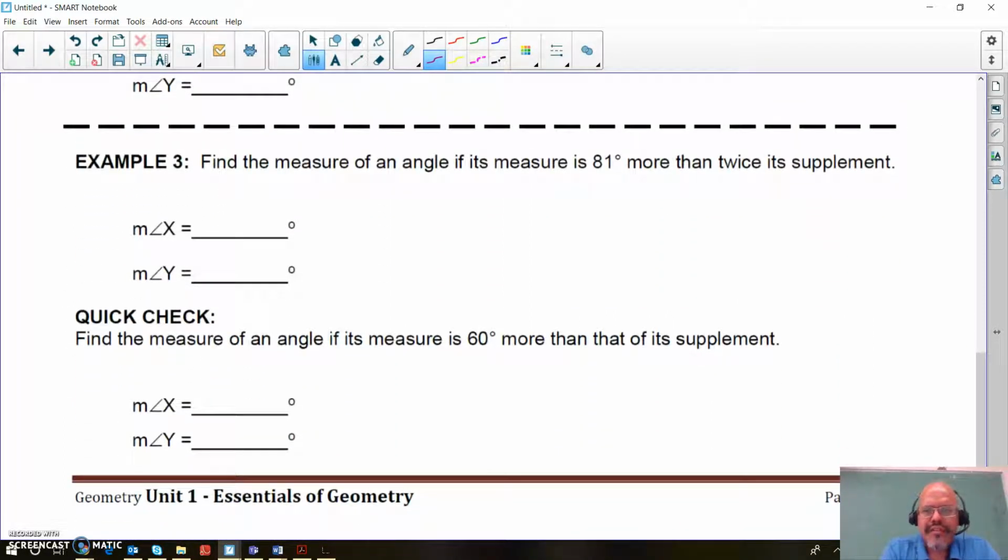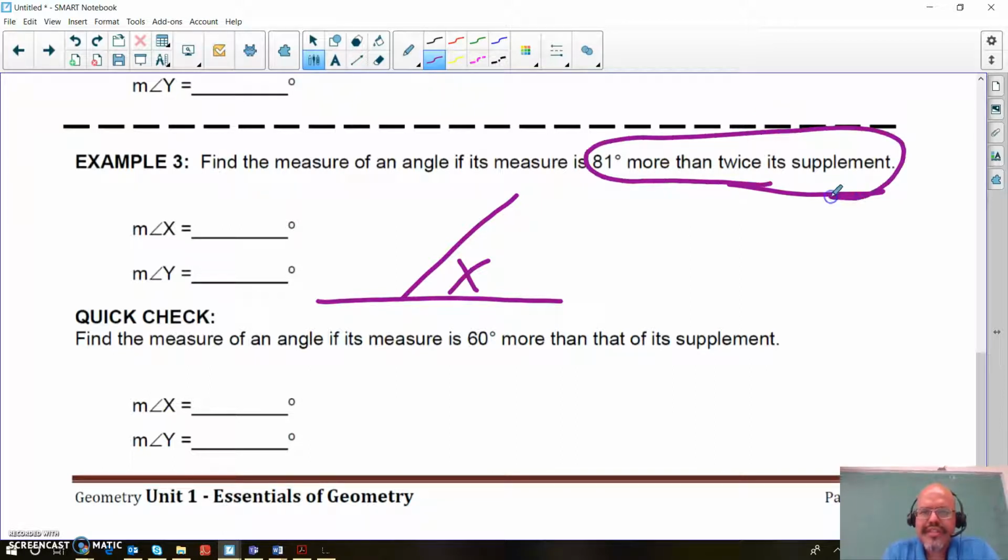Find the measure of an angle if its measure is 81 degrees more than twice its supplement. So the word right here that's a key is supplement. So supplementary, 180 degrees, one of the angles is x. Then we go ahead and use this statement to give us the equation for the other angle. So that's 81 more than twice its supplement. So it's 2x plus 81.